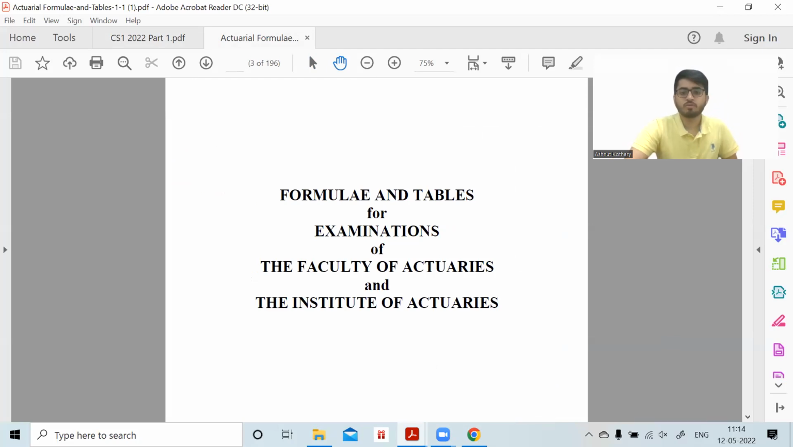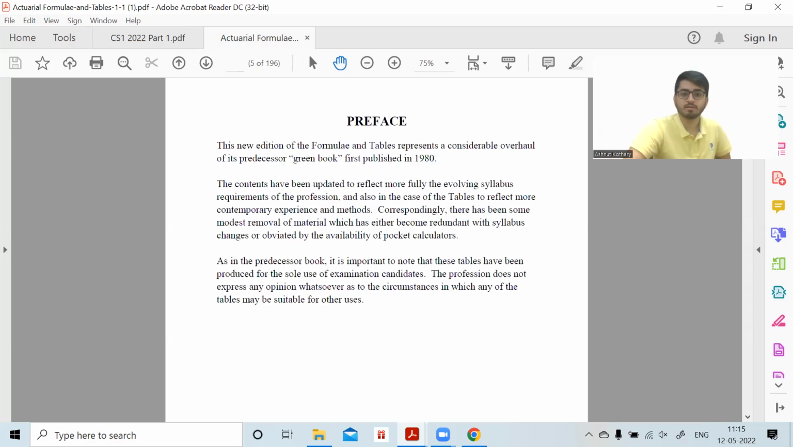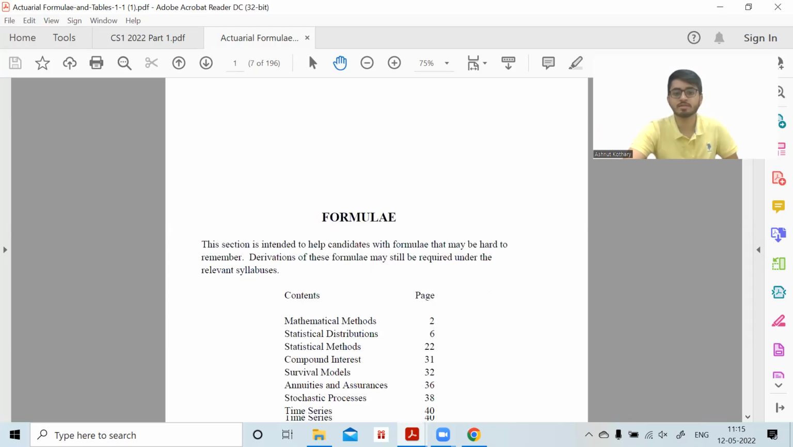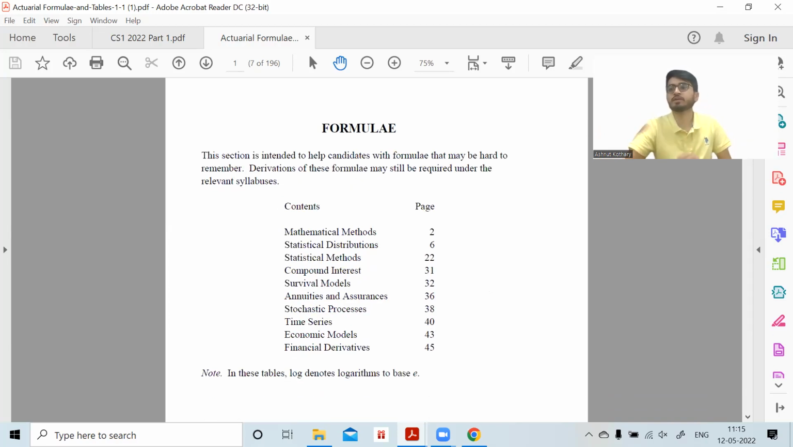It's roughly around 200 pages. You are allowed to use this in your examination, whether it is from IIM or from IFoA. Previously, when the exams were held offline, IFoA used to provide their set of tables during examinations, so you were not supposed to carry them. But for IA examinations, you had to carry the hard copy of these actuarial tables. The first thing you should look at is the contents section, which will give you an idea of what is covered here.